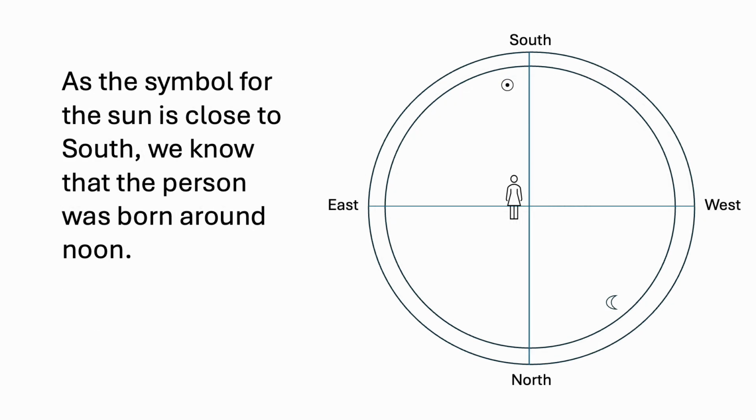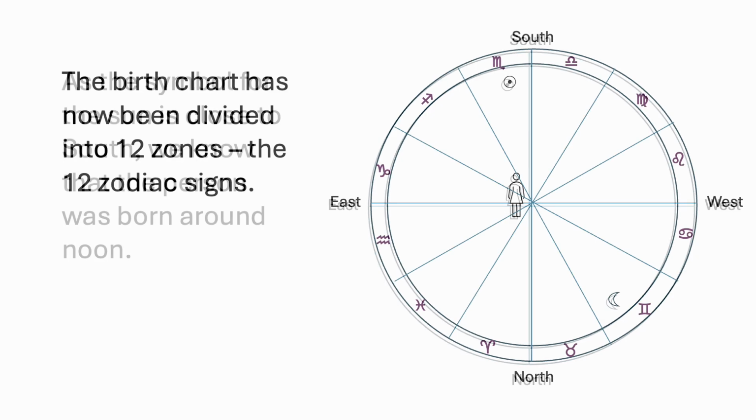Two symbols have now been added to the birth chart. The little circle with a dot, close to south, is the symbol for the sun. As you know, the sun is south at the middle of the day. This means that this person was born at the middle of the day. In the lower part of the circle, you can see the symbol for the moon. This means that the moon was on the other side of the earth when this person was born.